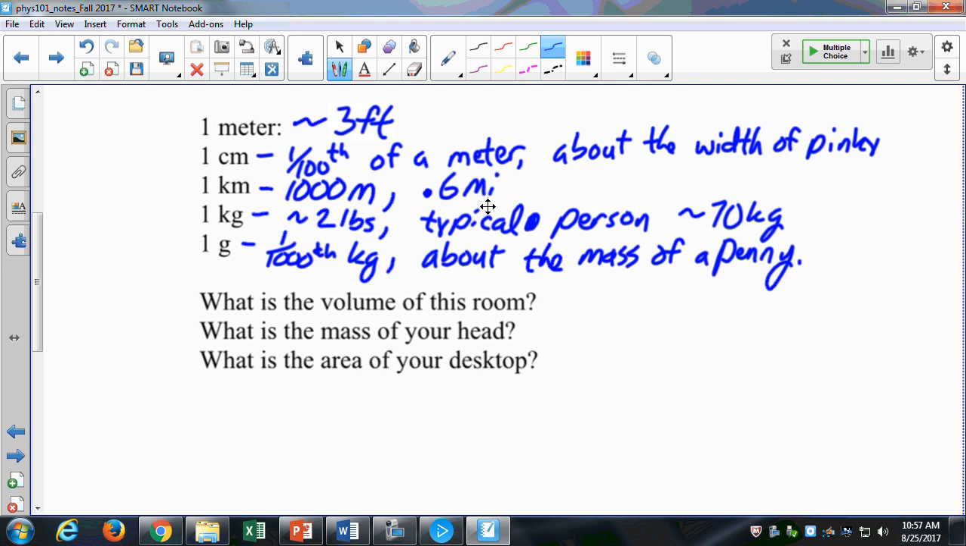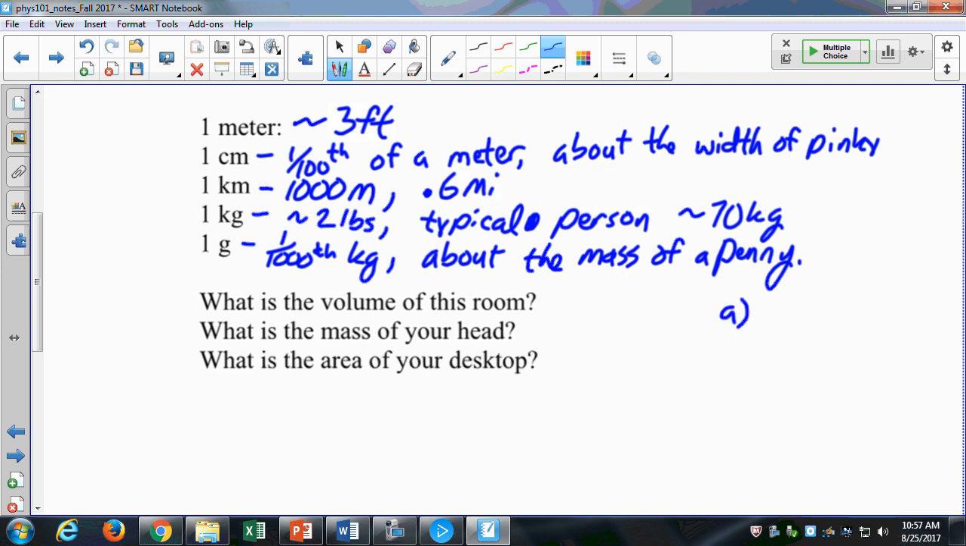Hey, what's the mass of your head? Now, some of us have bigger heads than others, right? Well, what is the mass of your head? Think about it for just a moment. In kilograms, what would you say is the mass of your head? Well, would it be 1 kilogram, 10 kilograms, 100 kilograms, or 1,000 kilograms?